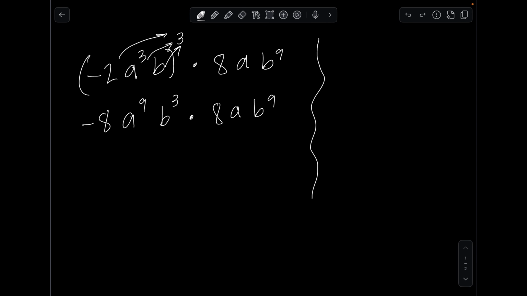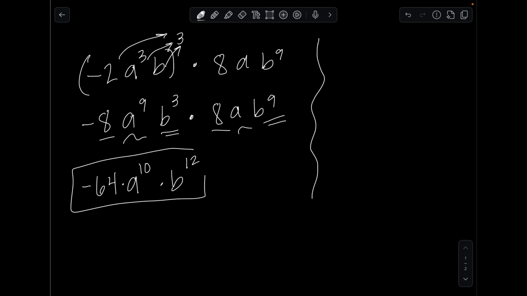So negative 8 times 8, 8 to the 9th power times a is a to the 10th power. You're adding the exponents because that's the product rule. And then b to the third times b to the 9th is b to the 12th. You're adding it. So this is your answer. That's how you should be doing it on your paper.